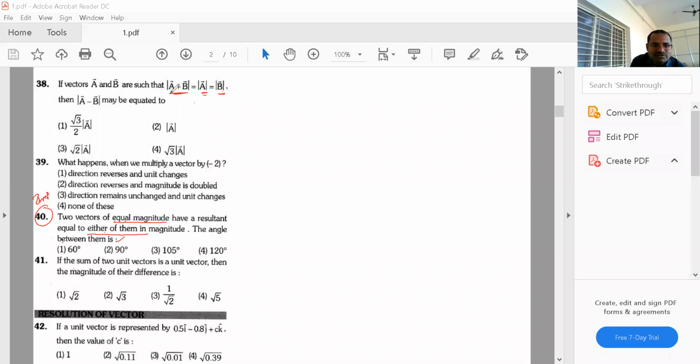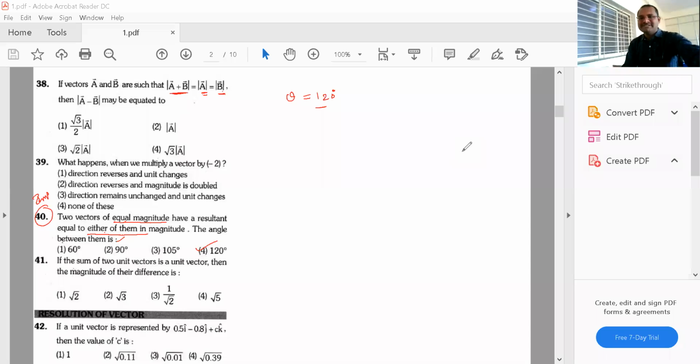The resultant of these two vectors is equal to either of them. Yes, then what angle have we got here? 120 degrees, no? Yes, same here also, 120 degrees we get. Just remember this orally: when the magnitudes of two vectors are equal and the resultant of these two vectors is also equal, then the angle between the two vectors is 120 degrees.